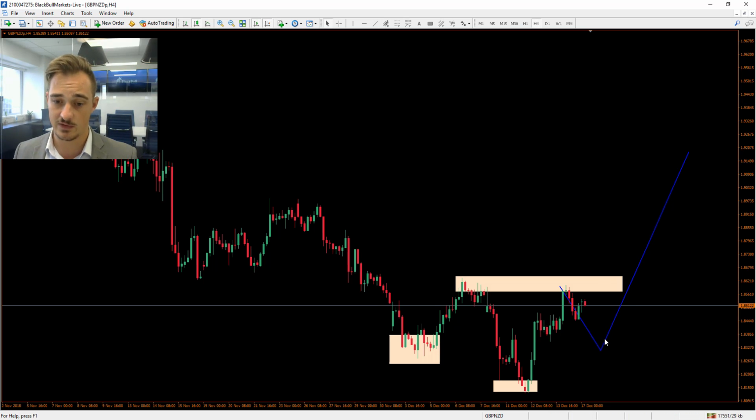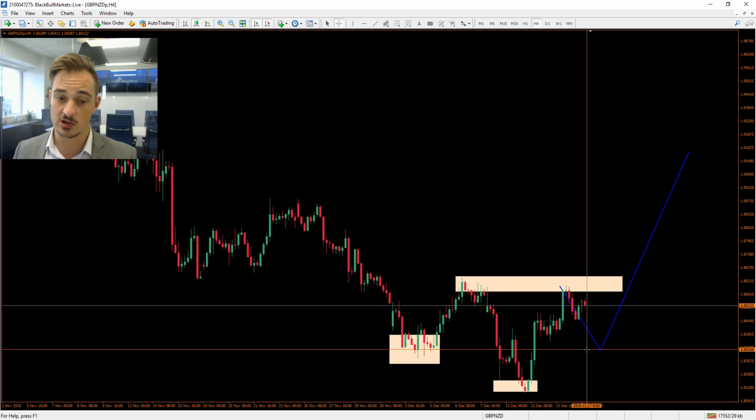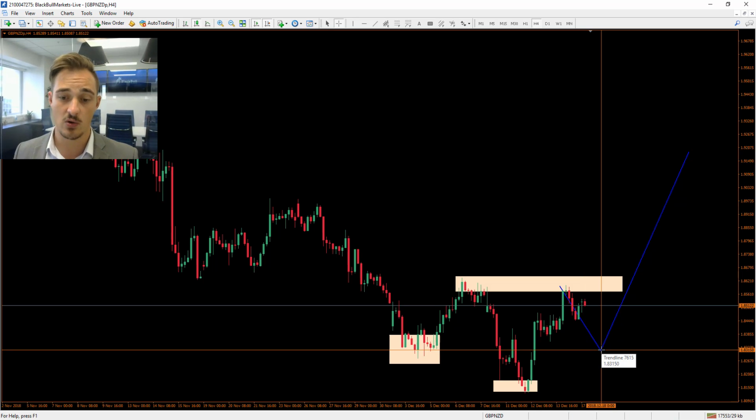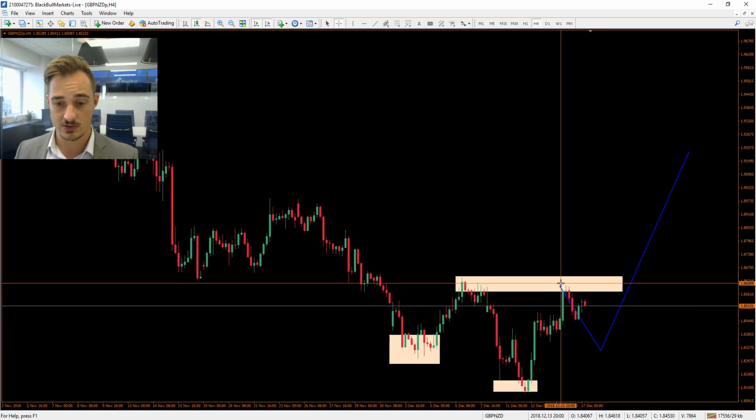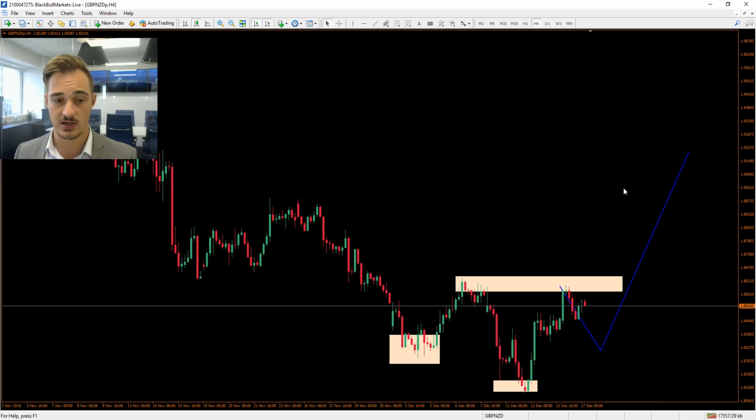It looks like it's setting up for a very nice one. So if it does reach here, you could look at potentially taking orders, or even placing a buy limit, so waiting for the price to retrace and hitting your target. But also keeping in mind this is a very strong area of resistance.